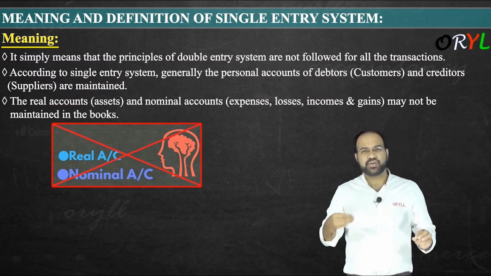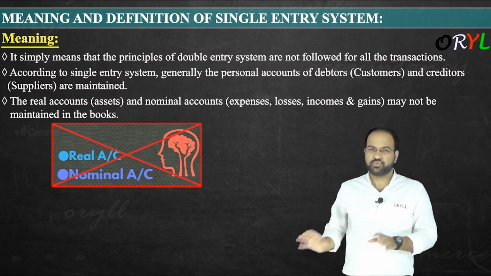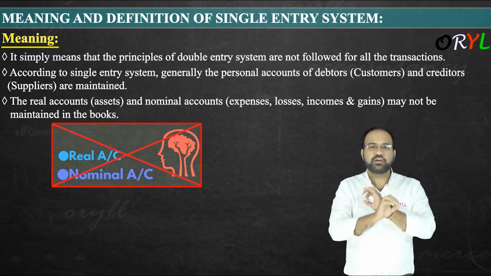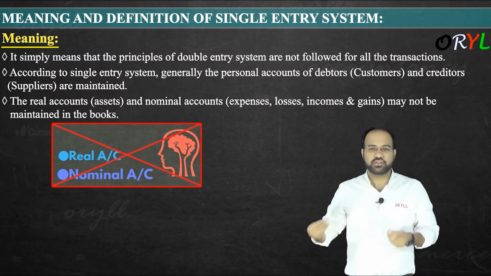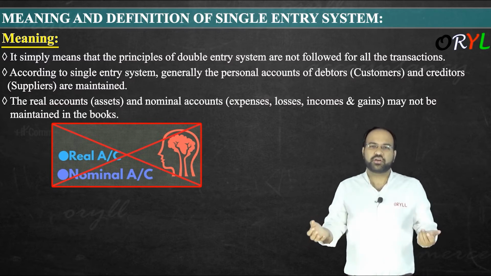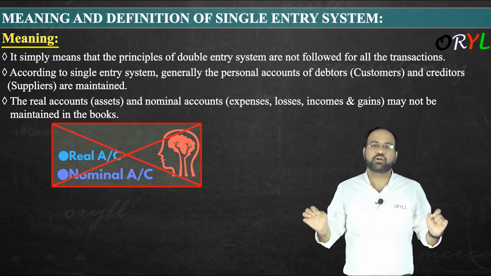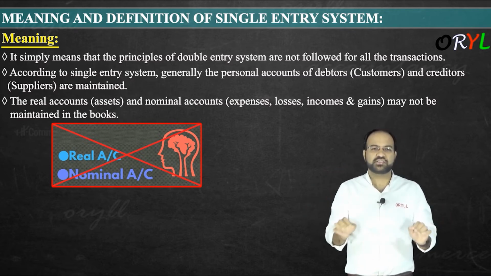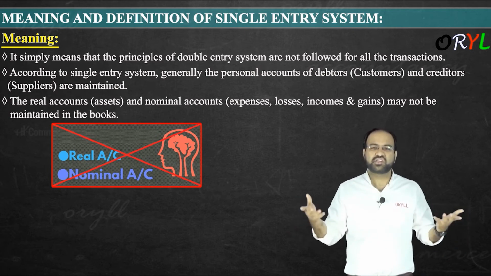Got it? If I am paying salary to my employees, let us say two laborers working in my shop, if I am paying salaries to them, if I am giving commission to them, that will also not be recorded in this single entry system. Got it? It may not be recorded. If you want, you can record them, but generally this may not be recorded. Only what will be recorded? Goods sold to the customer and goods purchased from the supplier. That's it. Hence, real account transactions and nominal account transactions may not be maintained in this book.